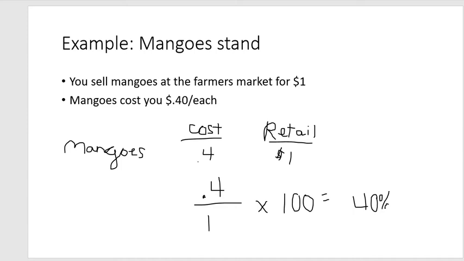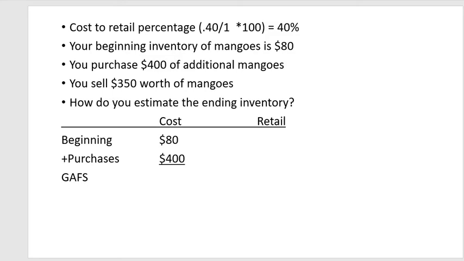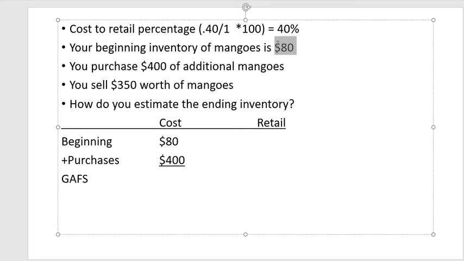So now we have this ratio that we can apply to other things. Specifically, we want to find our ending inventory value. We will find that by using a retail amount, what's left over that we could still possibly sell, times our cost to retail ratio, to find our ending inventory at cost. So we did our cost to retail ratio and converted it to a percentage, 40%. Your beginning inventory of mangoes is $80, and you purchased $400 of additional mangoes, so beginning plus purchases gives us our goods available for sale.